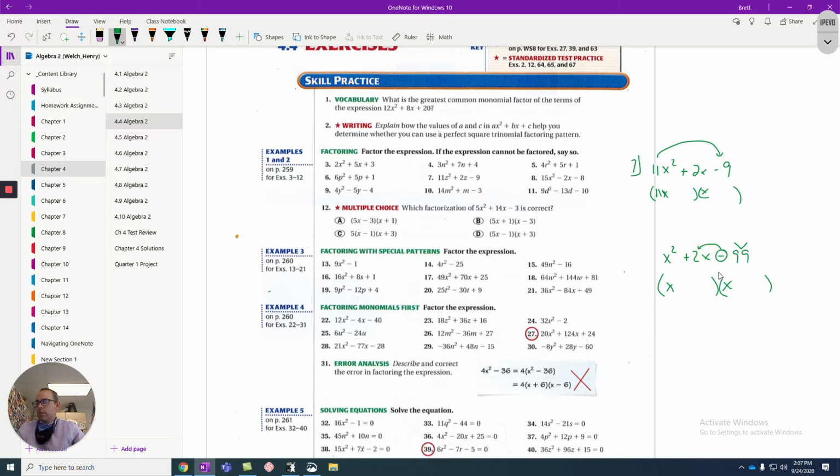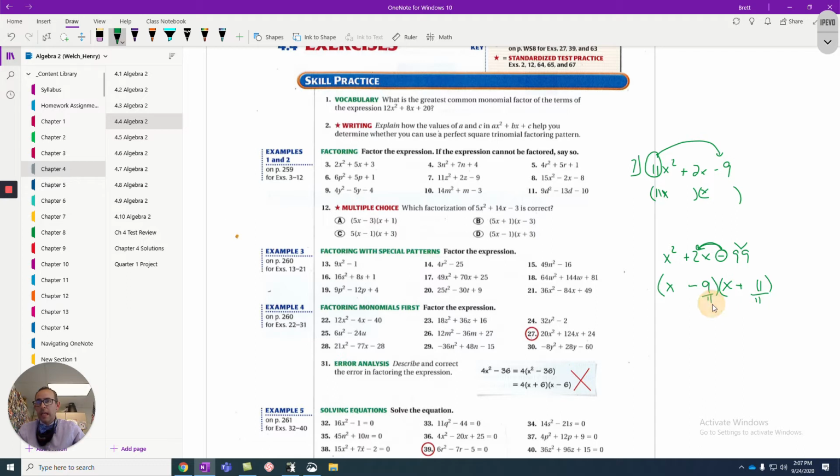Well, 9 and 11 make a difference of 2, so I'm going to use 9 and 11 right here. The subtraction tells me my signs are different, and to get a positive 2, I need a big positive. So 11 will be positive, 9 will be negative. Now, we created this by starting with a multiplication by 11 up here. That means I need to divide both of these by 11.